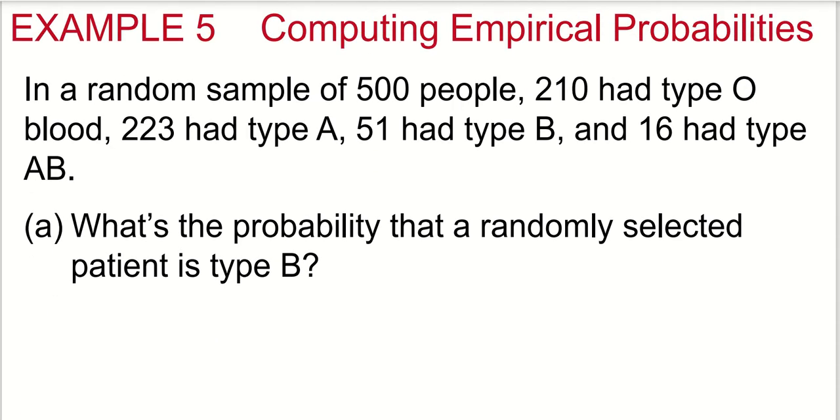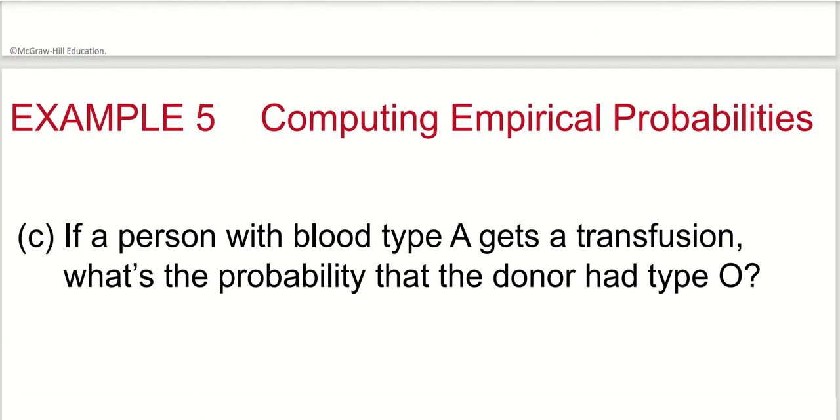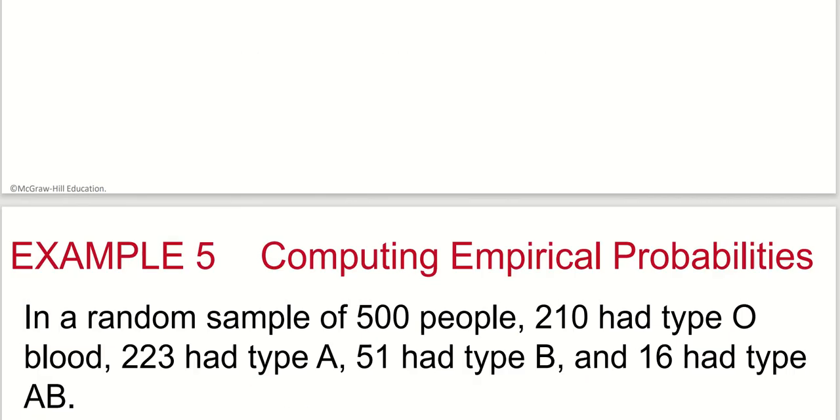For example, let's suppose that we're looking at people that have a certain blood type. We collect a sample of 500 people, and we see that 200 have type O, 223 had type A, 51 had type B, and 16 had type AB blood. What is the probability that a randomly selected patient has type B blood? Let's compute that.